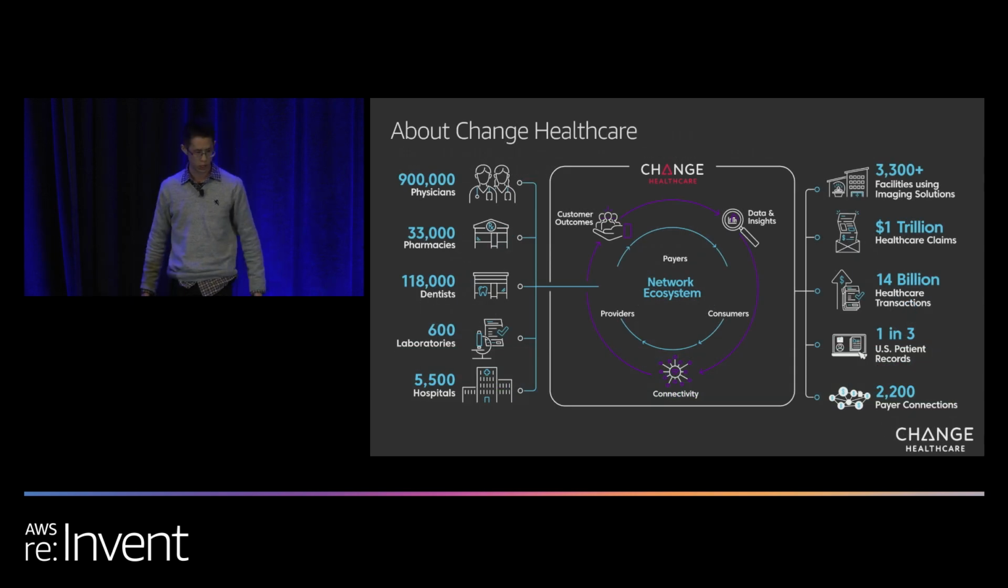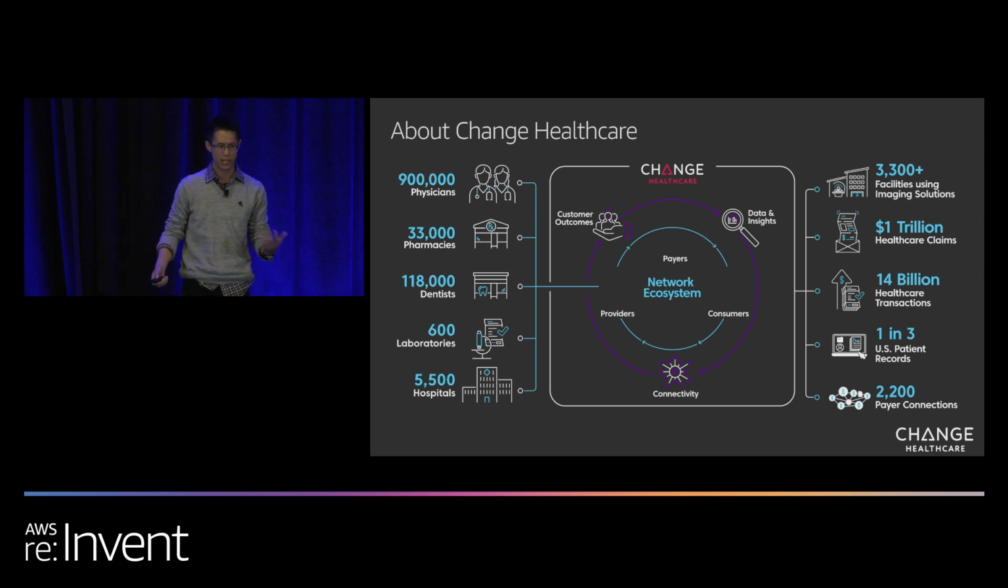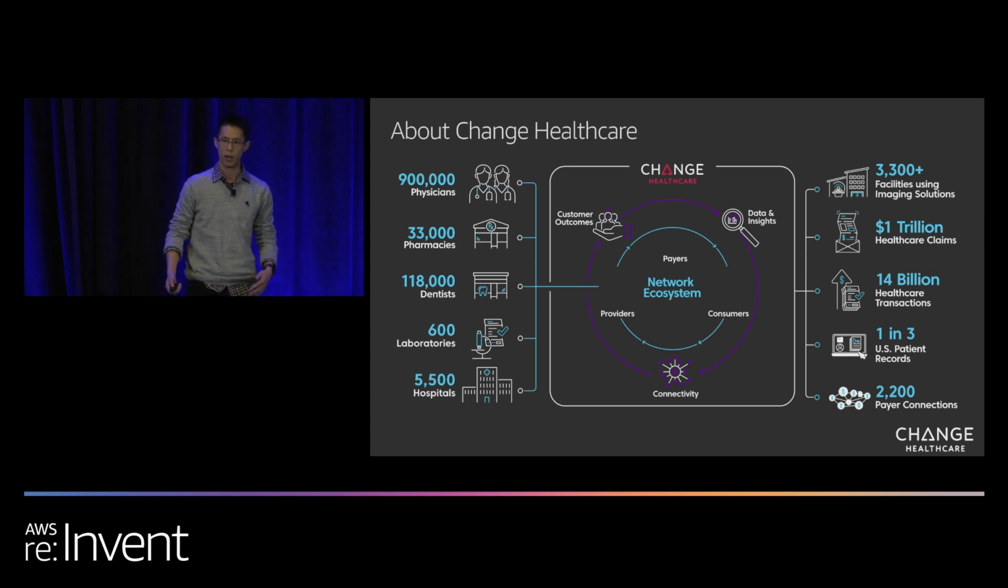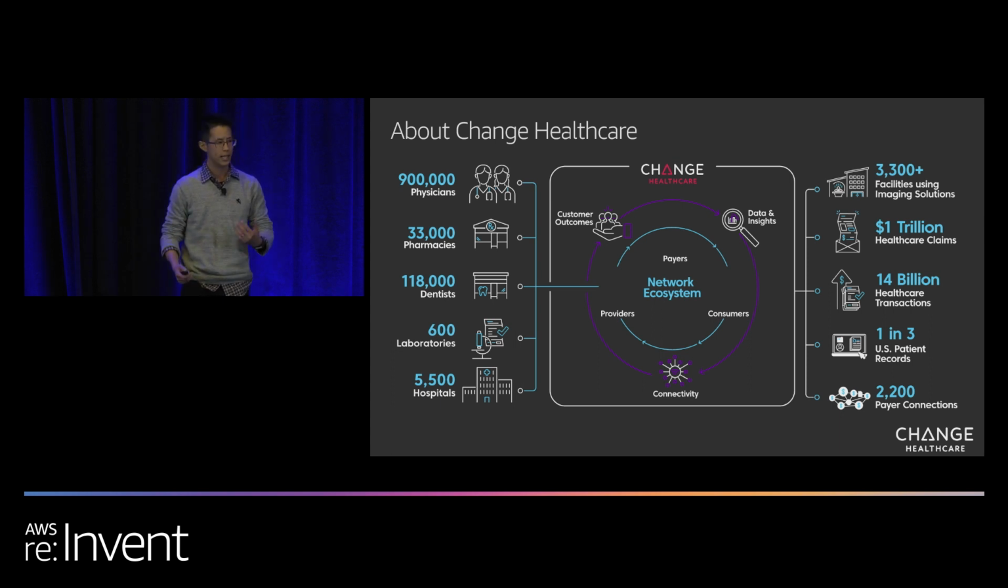So who are we? Who is Change Healthcare? At Change Healthcare, we have about, I think, 100 offices across the US, 15,000 employees. We've been around for 20, 30 years doing this. In total, there's about $1 trillion in healthcare claims that we process per year, or 14 billion healthcare transactions. We see about 2/3 of the United States healthcare. So if you've been to the hospital twice in your life, there's probably a 90% chance that we had an effect on that network transaction for that claim.